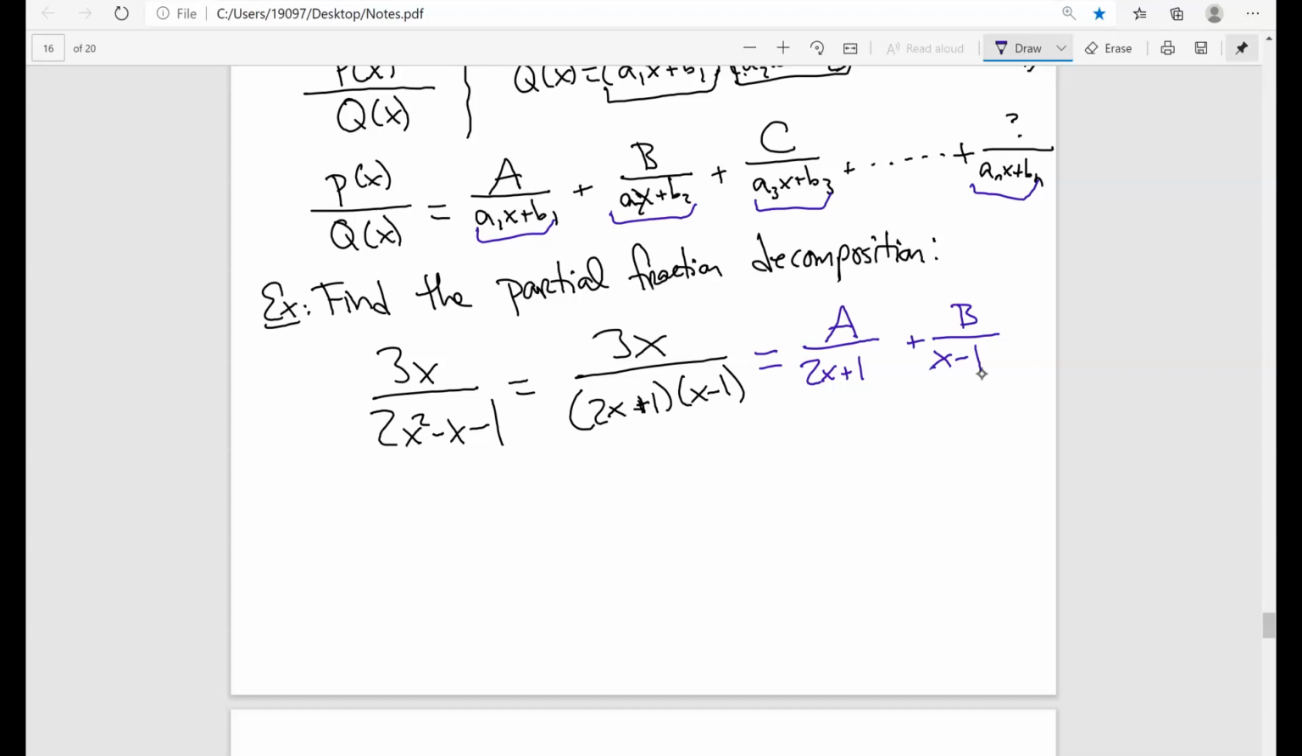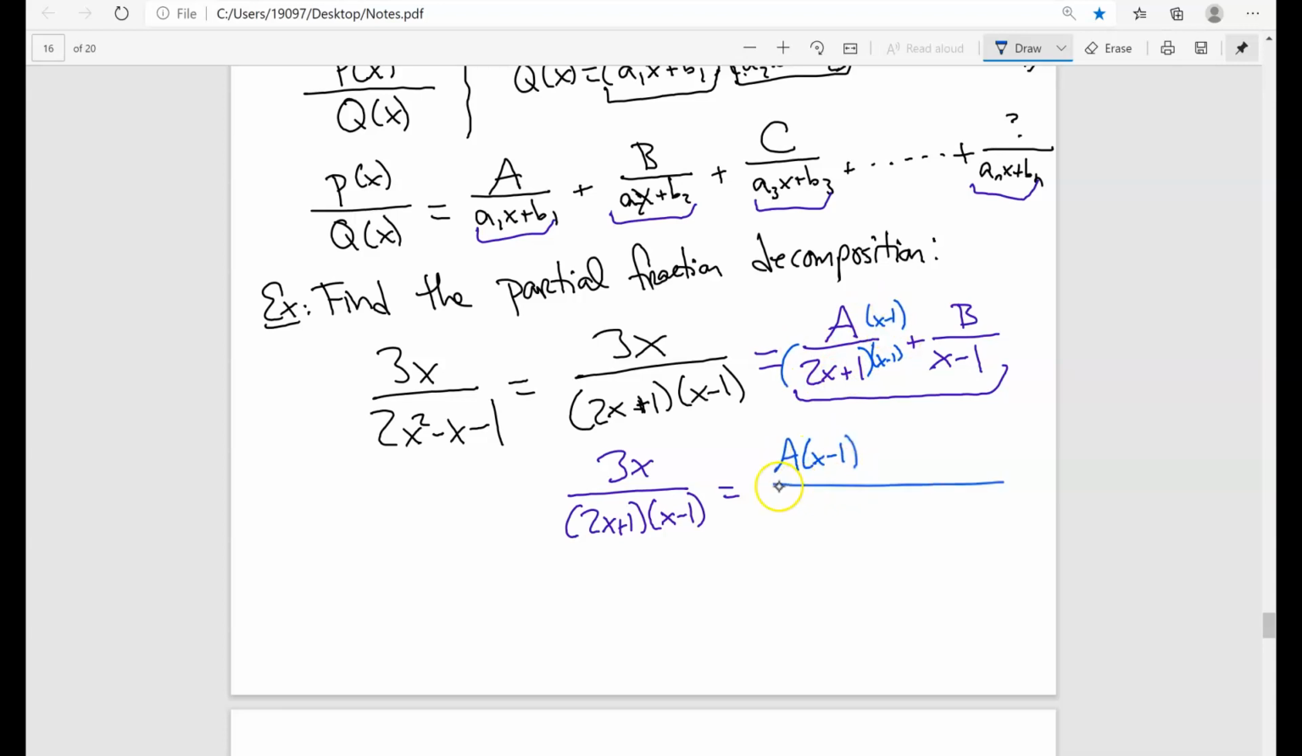Okay? So the way that we're going to do this is that we're going to try to combine these two so that it kind of looks like this side. So we know that 3x over (2x + 1)(x - 1) is equal to, so notice that for this first one, what this is missing is an x - 1. You're going to multiply x - 1 here. You're going to have A(x - 1). And for this one, you're missing a 2x + 1. So 2x + 1 in here. So you're going to have plus B(2x + 1). And on the bottom, you're going to have (2x + 1)(x - 1), the same common denominator.